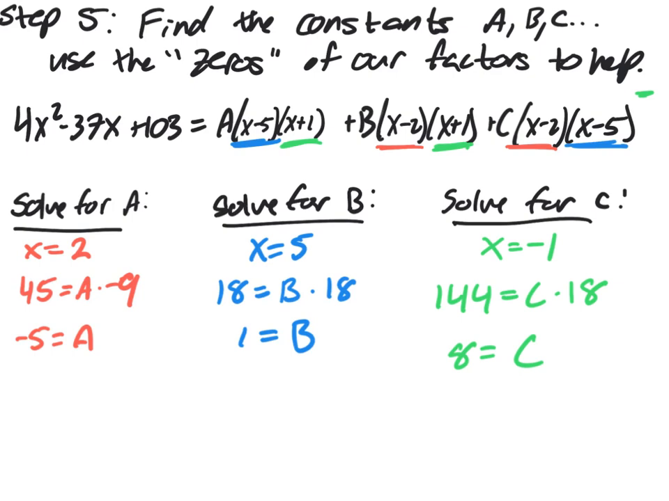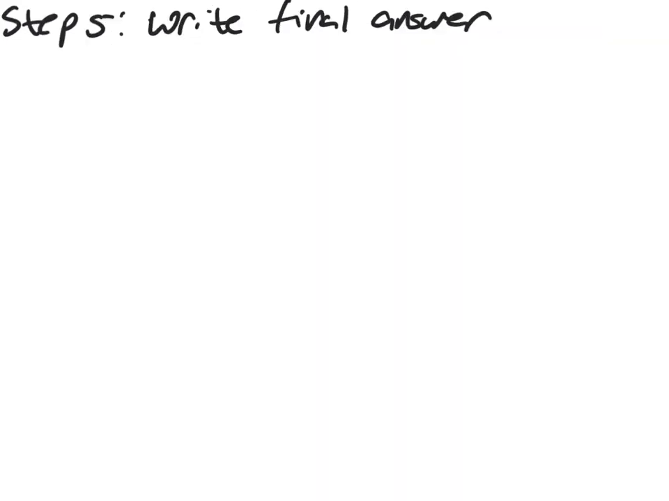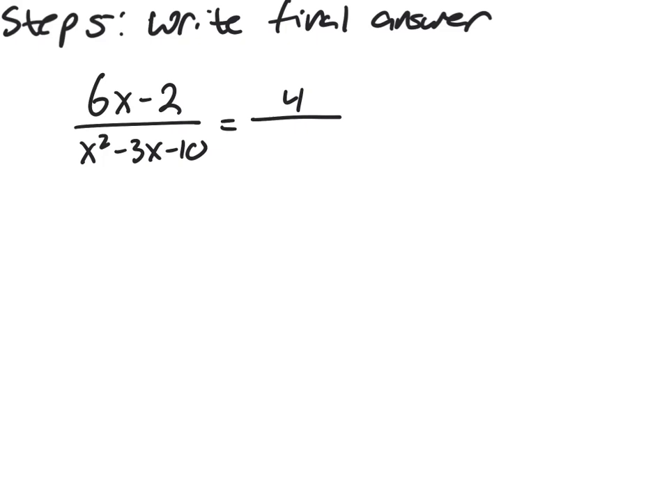Okay. So we found those values, and we're going to go back and substitute them. So we're going to write this out. We're going to say, hey, this original 6x minus 2 rational expression divided by x squared minus 3x minus 10, we said this was equal to some constant a, which we just found out is 4, divided by x minus 5, plus some constant b, which we just said was 2, divided by x plus 2. All right, that is our final answer.